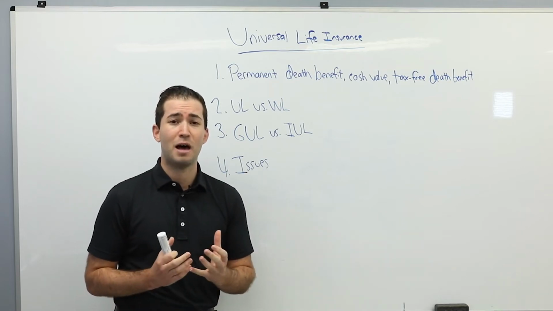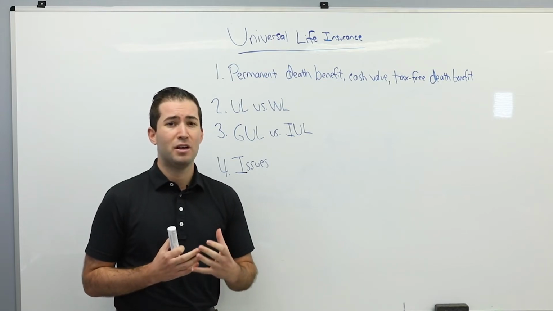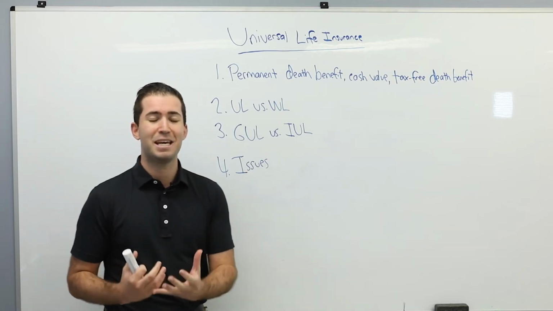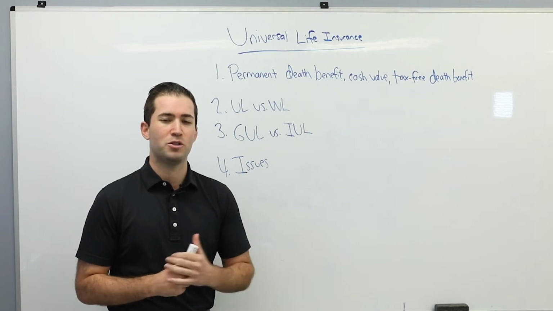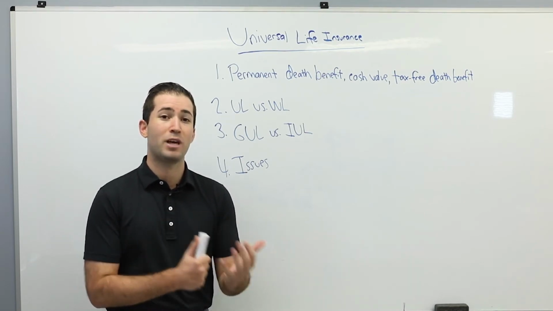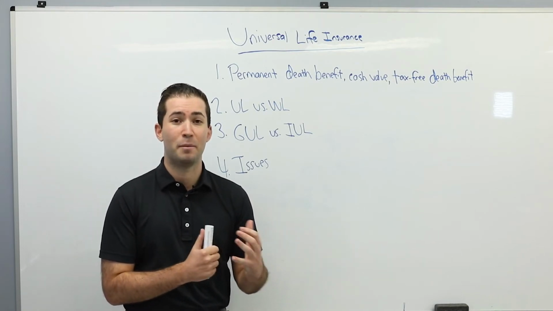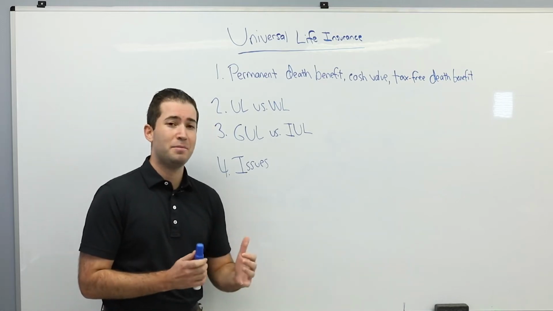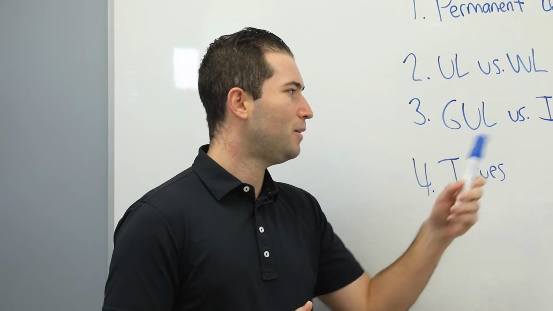Universal life, there is a lot more flexibility in how you can pay. You can either increase premiums or decrease premiums within certain limits. You can skip premiums. There are very, very flexible options with how you can pay a universal life insurance contract, and we'll get into a little bit of how that can be dangerous and a slippery slope if not structured correctly. There are two types of universal life insurance. There is GUL and IUL.